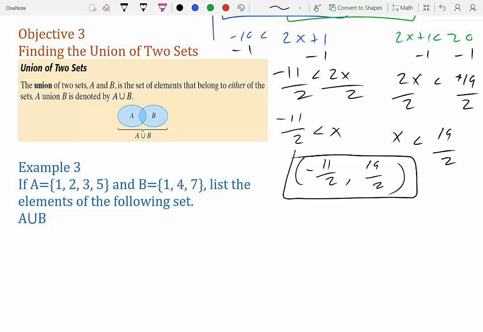So example 3, if A is 1, 2, 3, 5 and B is 1, 4, 7, we want to union A and B. So the union of A and B, we're going to just put them together. So we have 1, 2, 3, 4, 5, and 7. You don't repeat any numbers. You just put it all together and don't repeat anything.